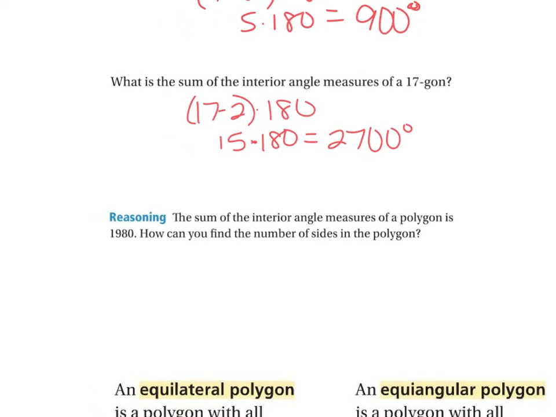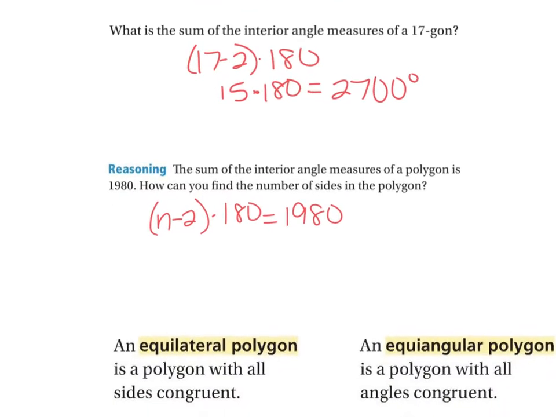All right, so now the sum of the interior angle measures of a polygon is 1,980. How can you find the number of sides on the polygon? So now we're trying to find the n, the number of sides. So whenever you work the problem out, it's going to equal 1,980. And then I'm just going to write my formula, which was n minus 2 times 180.